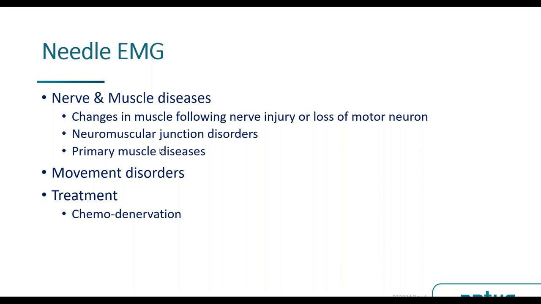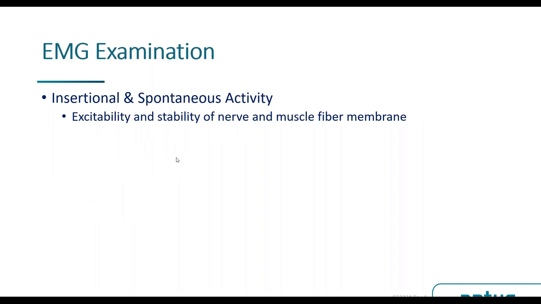Now, the EMG examination can be divided into stages. The first stage is usually called the insertional and spontaneous activity assessment. This is useful to assess the excitability and stability of nerve and muscle fiber membranes. This recording is done when the patient is at rest.